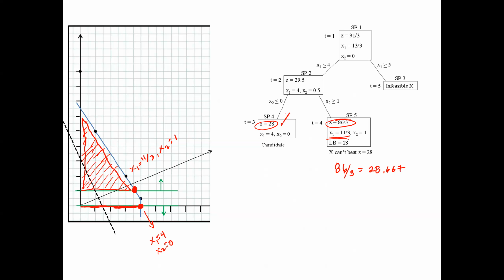Again, we don't branch anymore on this node because the objective function is 28.667. If you were to branch to find an optimal integer solution, the best you would be able to do is 28, and you already found a solution equal to 28. There's no purpose in continuing to search because you are not going to find a better solution than the one you already found. So this is the optimal solution for this problem.